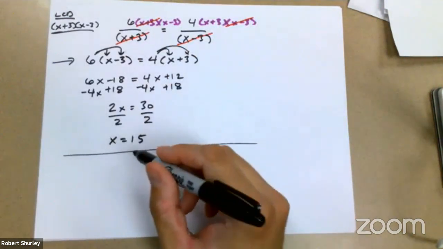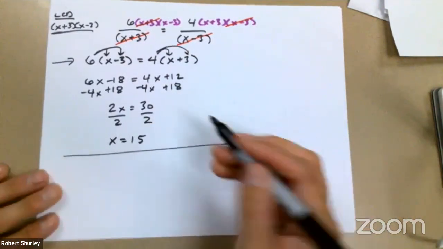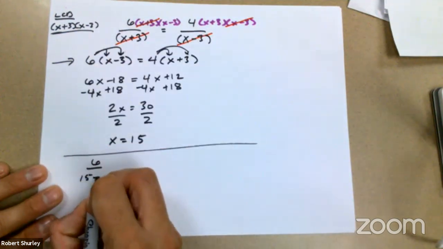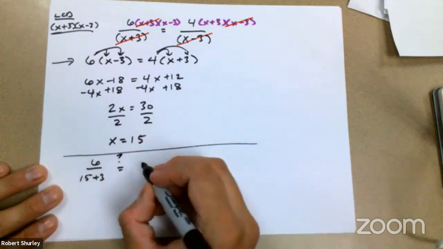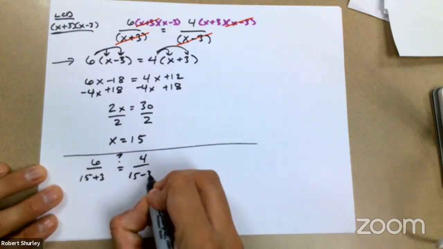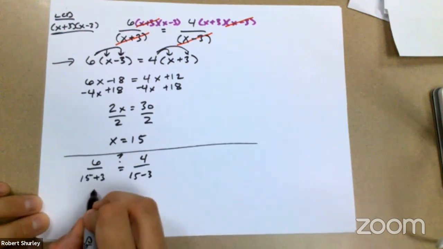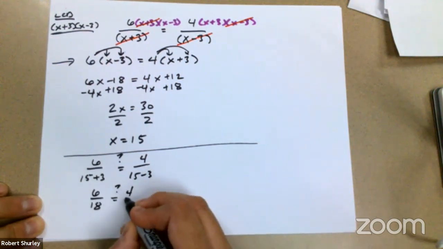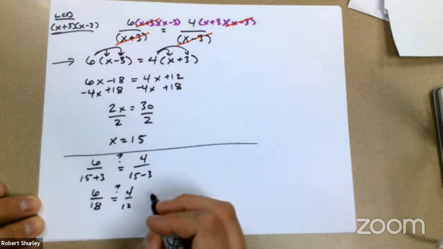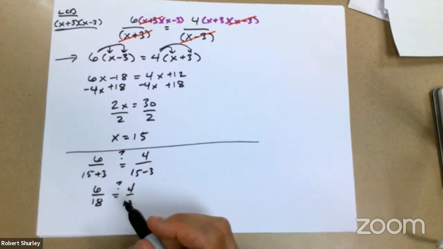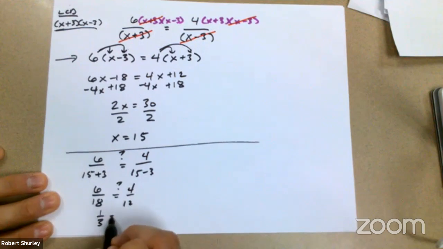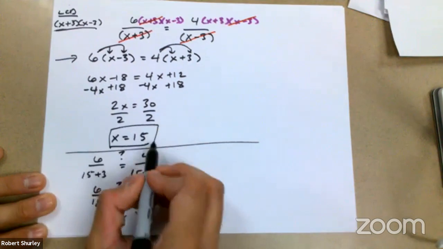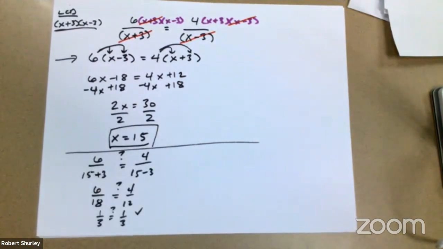Okay, so I'm going to check it because this isn't too bad to check. If I plug 15 in, it would be 6 over 15 plus 3. I want to know if that's equal to 4 over 15 minus 3, right? So this would be 6 over 18. And I want to know, is that equal to 4 over 12? Well, 6 over 18, they're both divisible by 6. That's 1/3. Yeah, 4/12 is 1/3. Hey, they check out. So x equals 15 is my solution.